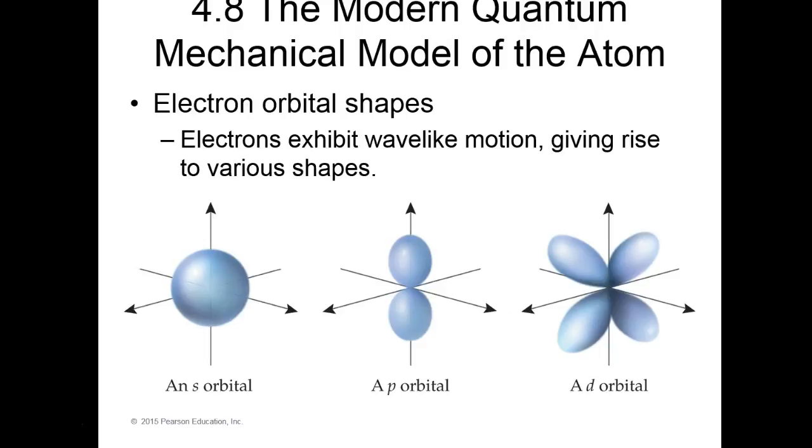Be familiar with the electron orbital shapes. Electrons exhibit wave-like motion, giving rise to various shapes. The s orbital goes in a sphere. That's easy to memorize. Sphere starts with an S. P orbital, sometimes known as a dumbbell, and the d orbital, which looks like a clover.